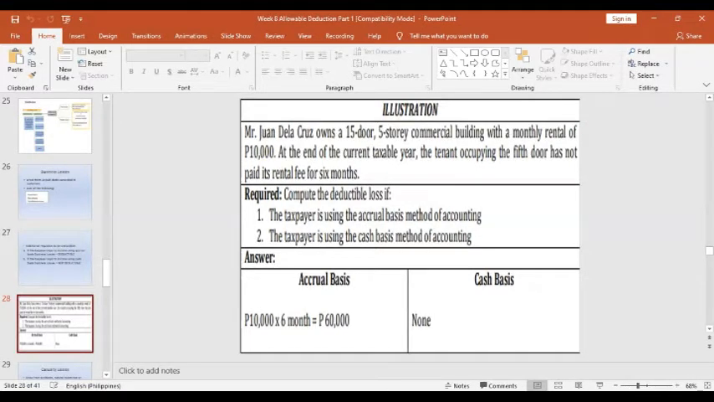So as per our regulation, of course, the accrual basis will be an allowable deduction. So 10,000 monthly times 6 months, that is 60,000. So that will be the itemized allowable deduction as business loss. But on the cash basis, there is none. There is none because as per our rule, if the taxpayer is using the cash basis method, the losses will not be included as allowable deductions.